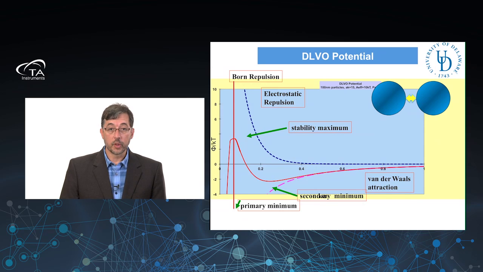The primary minimum is where the particles would touch if there's nothing to prevent that from happening, such as a polymer or a surfactant. We'll talk about that briefly. Anyways, if I apply shear to a stable suspension that might not be able to get over the stability maximum, it might be shear sensitive such that I push it over that barrier and the particles aggregate. Once particles are in that primary minimum, it's virtually impossible to pull them apart. You might have to use sonication, you might have to shear them at incredibly high shear rates, or they may never come apart.